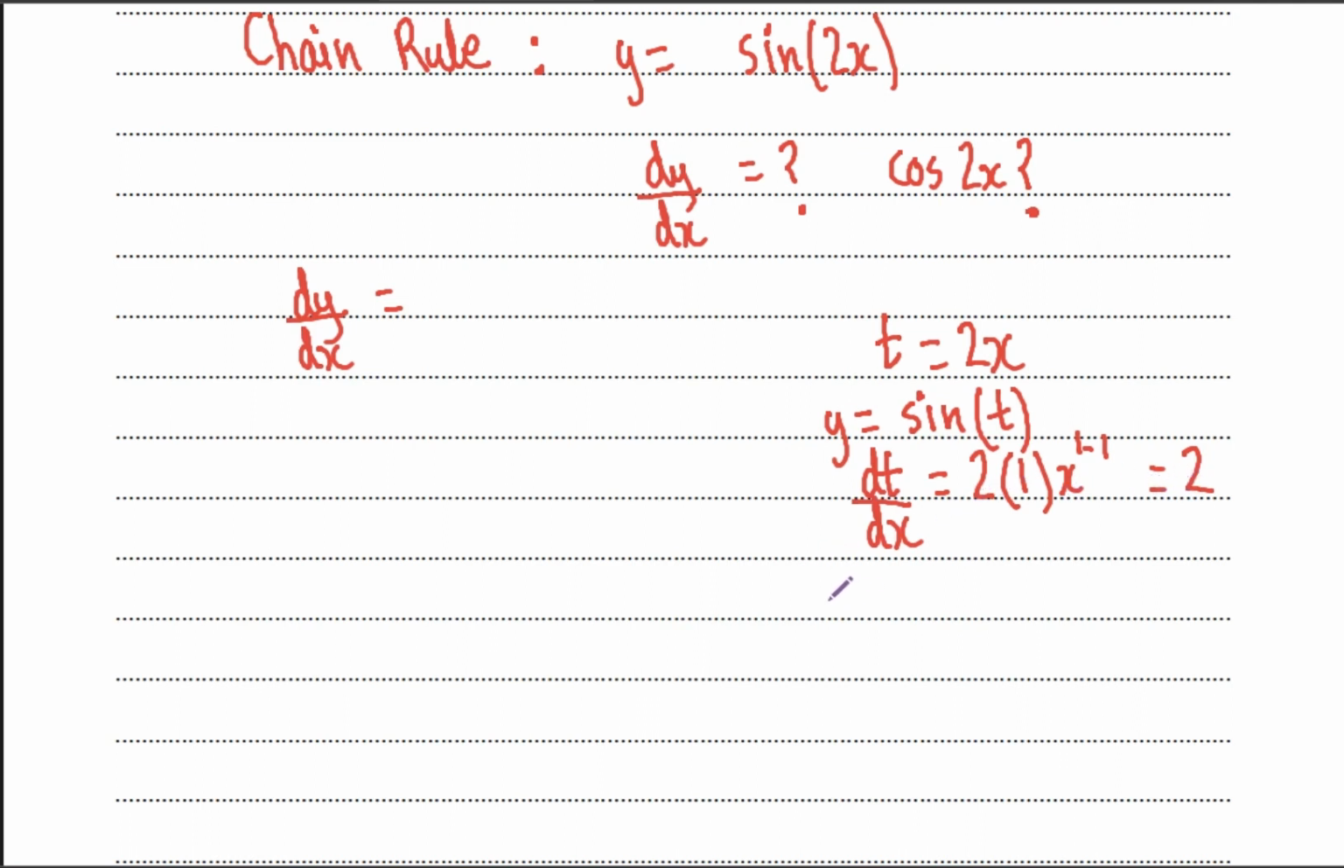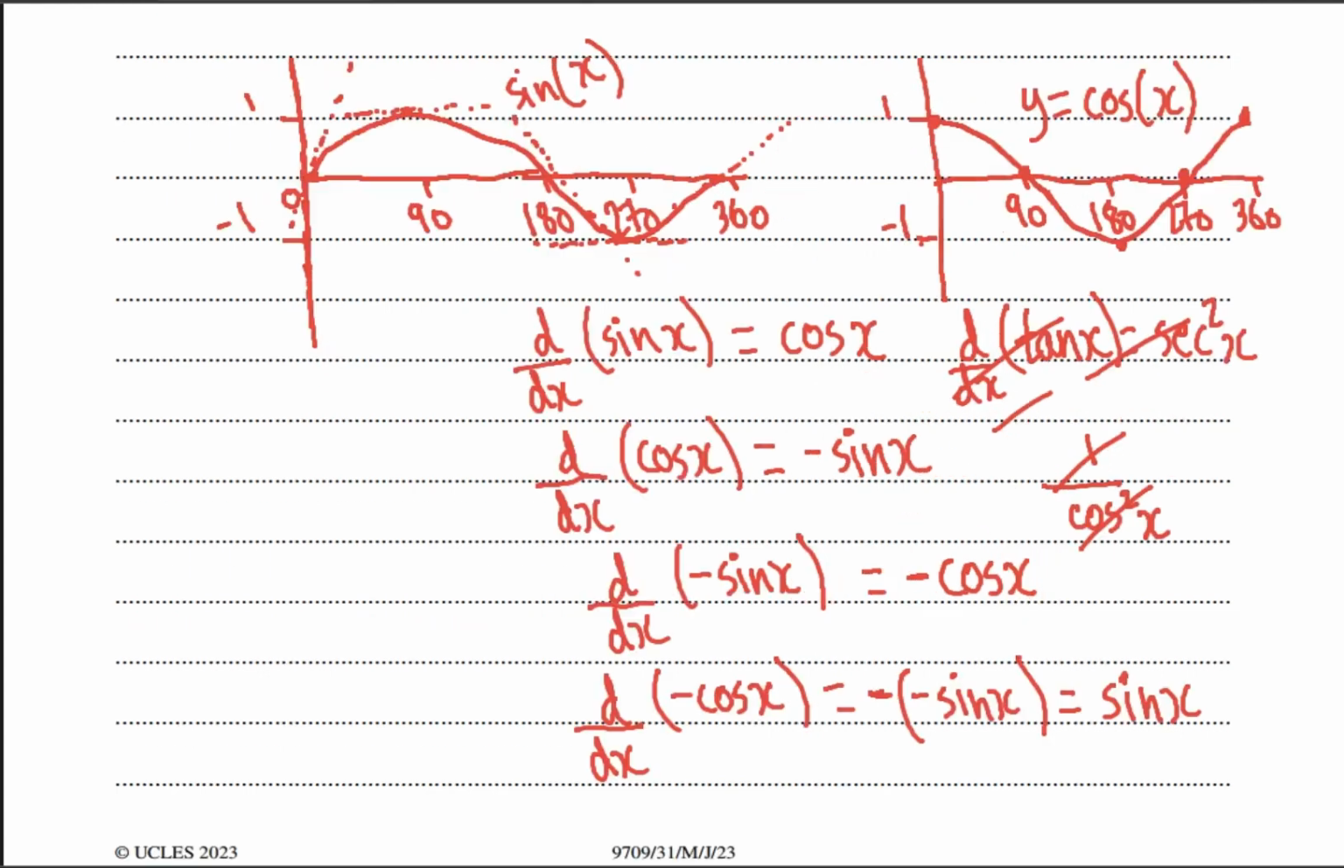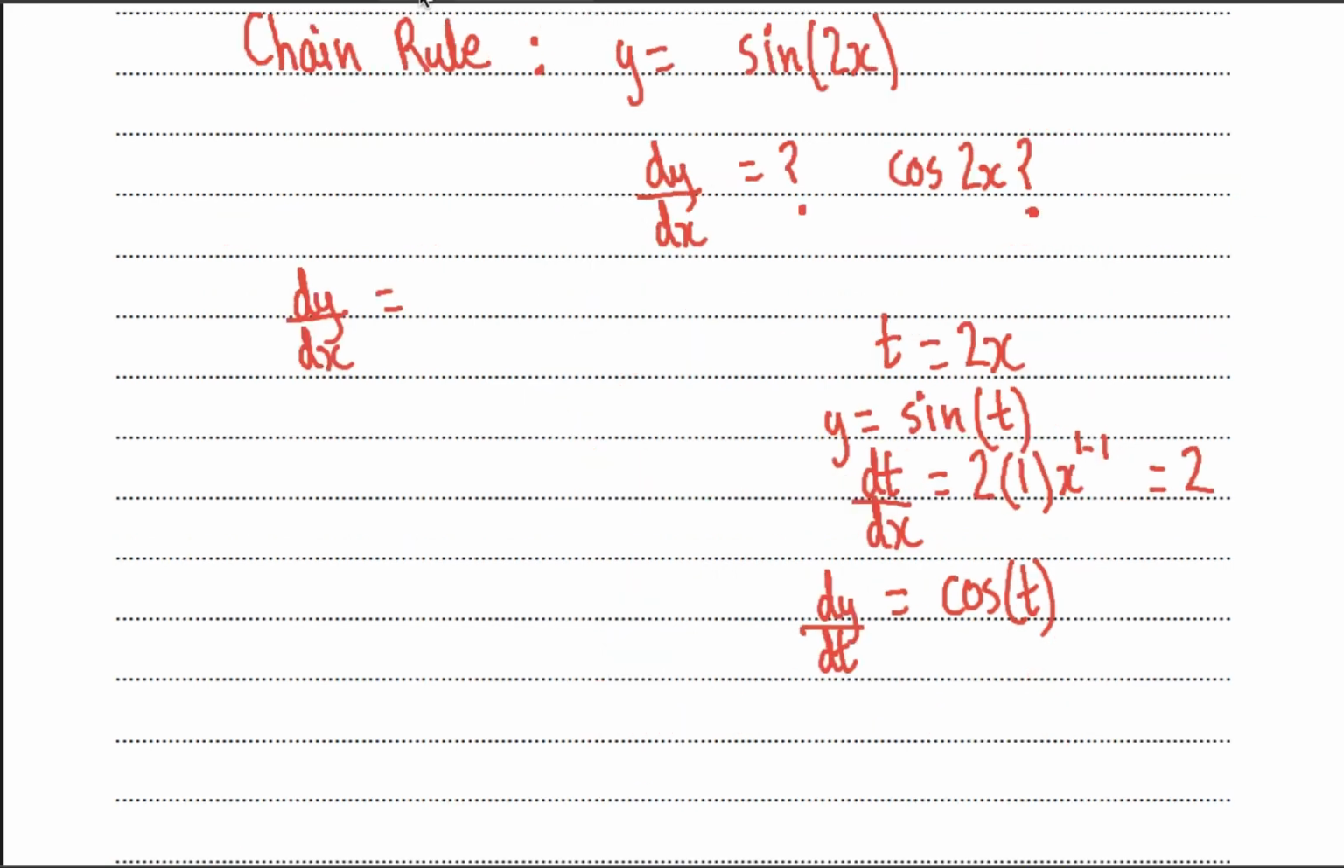And what's the derivative with respect to t of y? Let's say dy by dt, of this function right here. Well, that is simple. That's just cos t, right? If you remember, here we did the derivative of sine of x is equal to cosine of x. If you replace x with just t, you would get dy by dt is equal to cos of t. Now, but we need dy by dx, and we don't have dy by dx anywhere. We have dt by dx, and we have dy by dt.